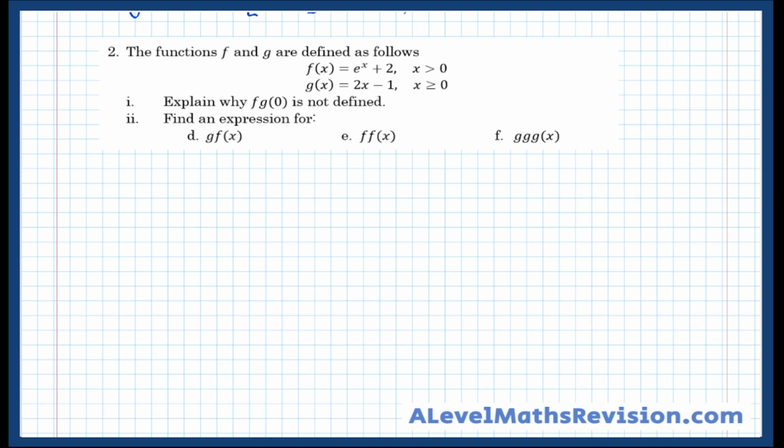So part 1, explain why fg of 0 is not defined. Let's see. fg of 0. Well, g's first in the queue to have a go at 0. So it becomes 2 lots of 0 minus 1. And f is still waiting to do something to that. Equals f of minus 1. And that's undefined because we specify that only values of x bigger than 0 are allowed to be subbed in here.